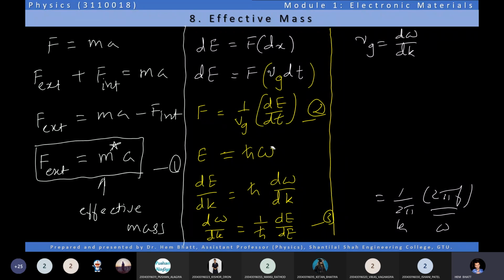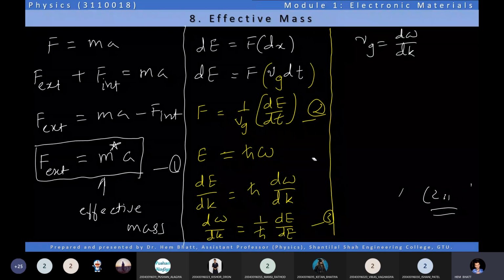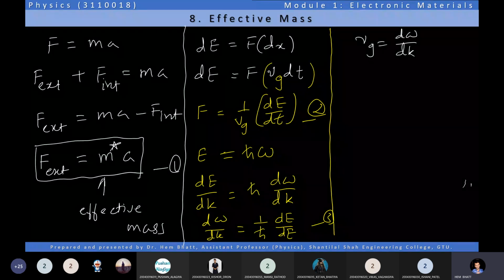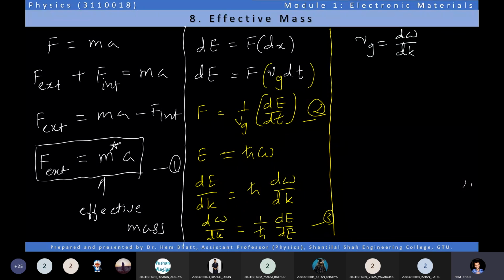What is Vg? Vg is the velocity of wave corresponding to electron. For every particle you can take a wave, so the velocity of the wave corresponding to the electron we call Vg. Okay, and it could be expressed as d omega by dk. Now using the third equation, I can write this as 1 by h cut dE by dk. This is the fourth equation.